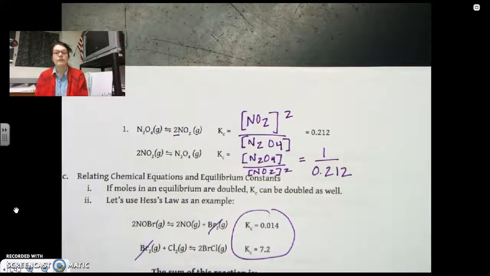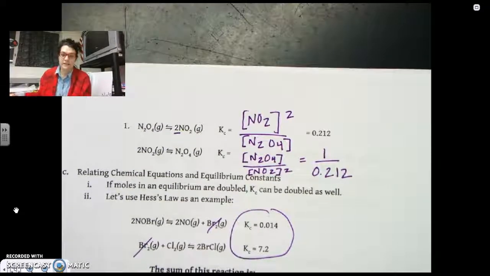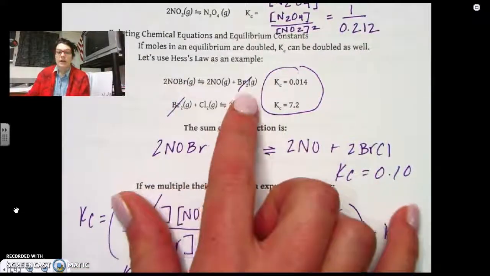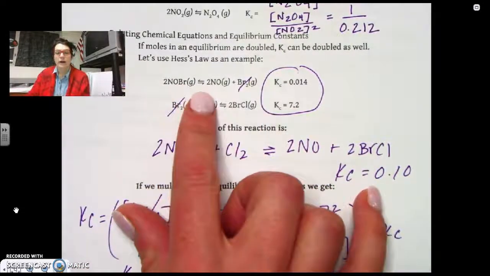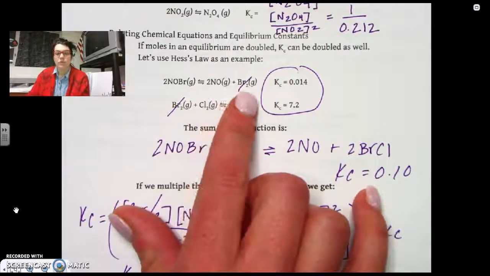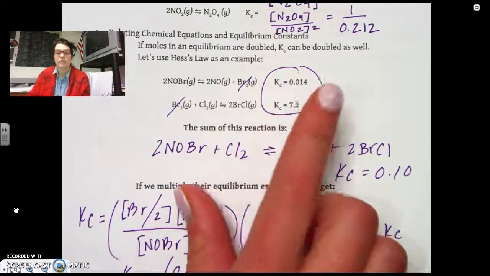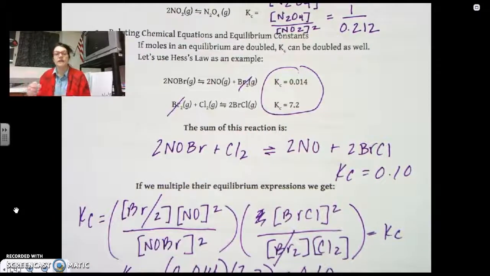Now, what if we have multiple equations adding up to an overall reaction? If moles in an equilibrium are doubled, Kc will be doubled as well. So let's use Hess's law as an example here. Let's say that I have this equation, 2NOBr in equilibrium with 2NO plus Br2, and I have a Kc there. And then I have this equation, whose Kc is 7.2. The sum of the reaction is going to be the two reactions added together.